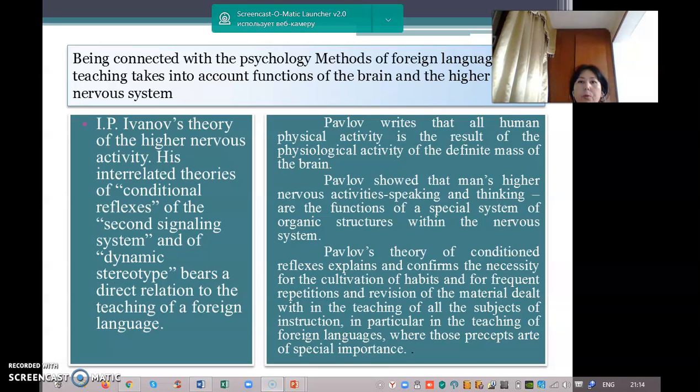Pavlov writes that all human physical activity is the result of the psychological activity of a definite mass of the brain. Pavlov showed that man's higher nervous activity, speaking and thinking, are the functions of a special system of organic structures within the nervous system. Pavlov's theory of conditioned reflexes explains and confirms the necessity for the cultivation of habits, for frequent repetition and revision of the material dealt with in the teaching of all subjects of instruction, in particular in the teaching of foreign language, where those precepts are of special importance.